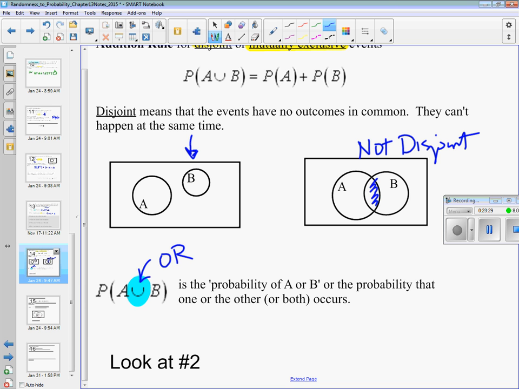So let's look at your question. Go ahead, David. Is the definition the same thing for mutually exclusive? Yeah, disjoint and mutually exclusive are just synonyms. They mean the exact same thing. And depending on which textbook you read, and I've seen it both ways everywhere, it's what it is. All right.